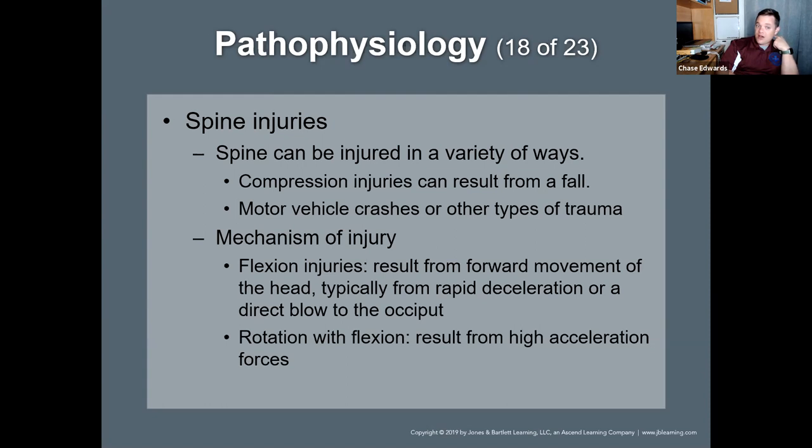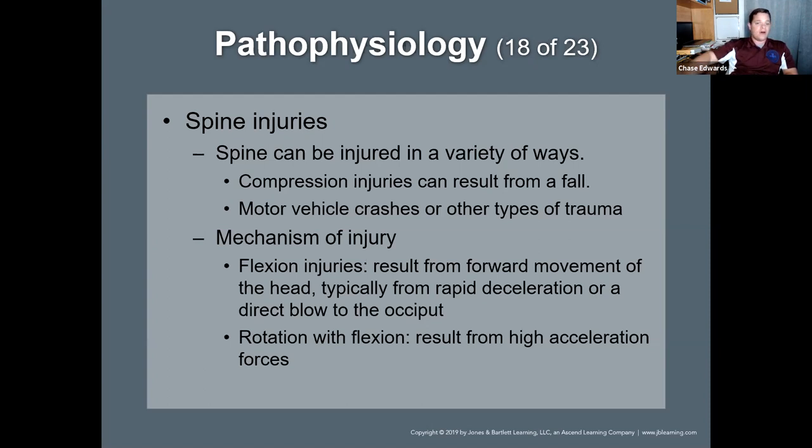Some other things to cause concern: your flexion injuries result from a forward movement of the head, typically from rapid deceleration or a direct blow to the occiput. These forces can produce an unstable dislocation with or without an associated fracture. Patients can also experience a lateral bending. And then in flexion and extension, the patient's head moves from the front to the back and is overstretched on one side while being overcompressed on the opposite side.